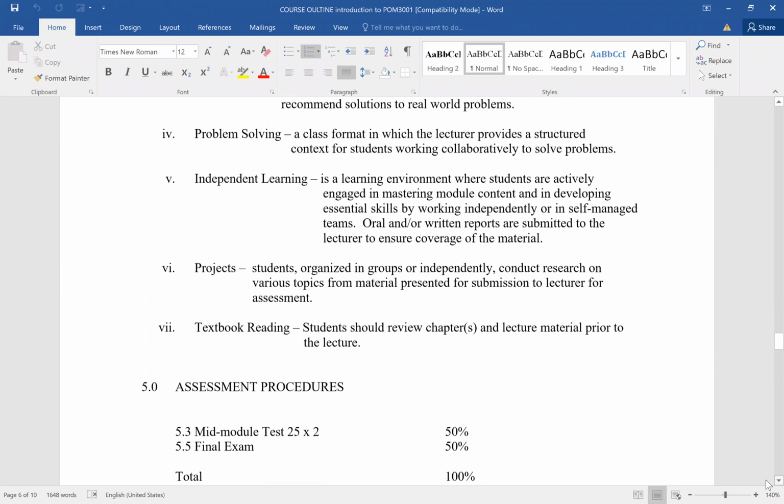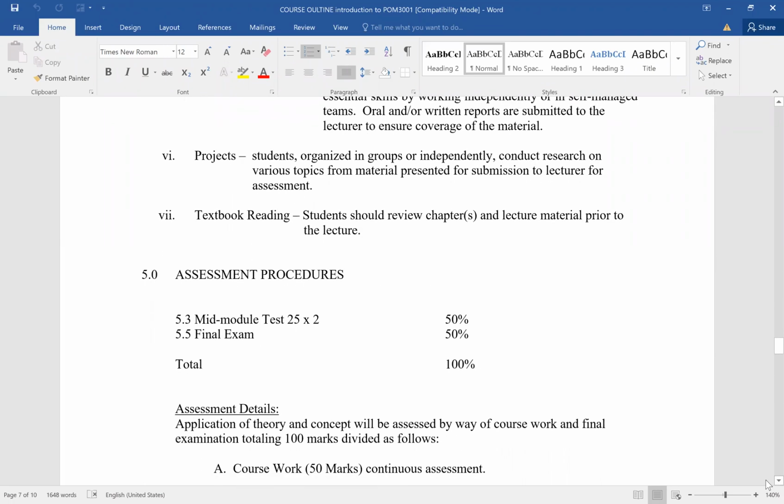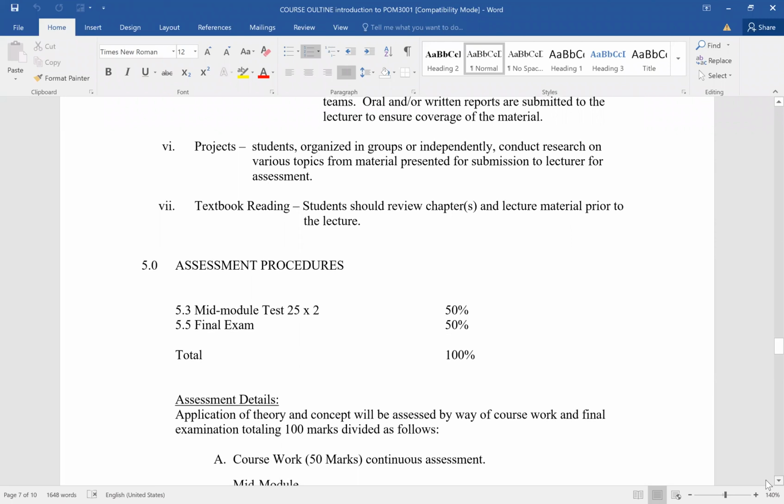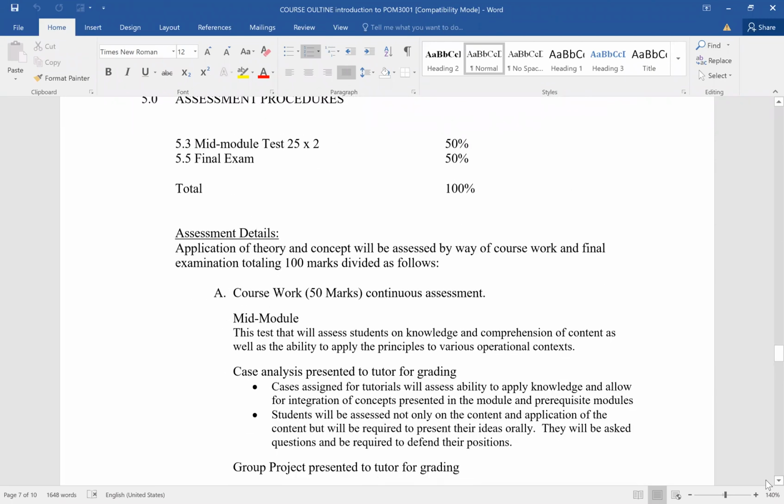Let me continue to the part that you guys really want to hear about, the assessment procedure. So you're going to have 2 tests, each is 25%. Test 1 is 25%, test 2 is 25%, and your final exam is worth 50%. So that accounts for 100% of all your marks. All right, so everybody knows that that's how it is.